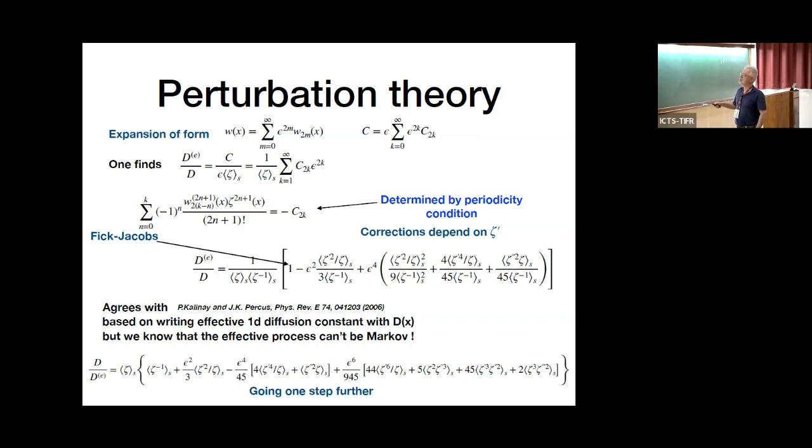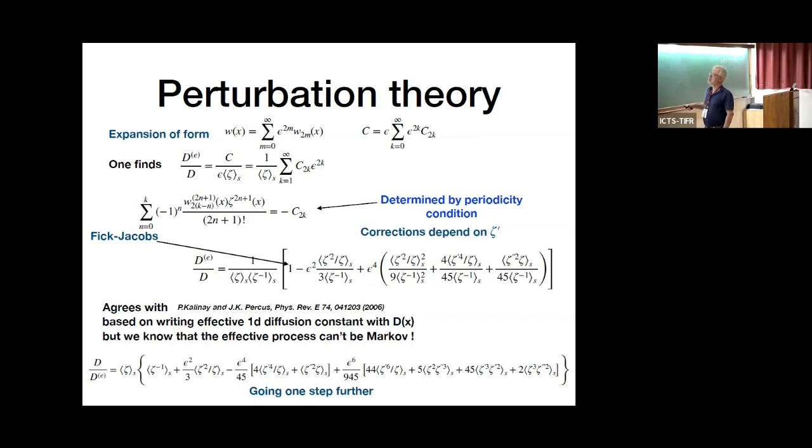So you actually show that this more rigorous method agrees with this method based on writing an effective diffusion equation. And actually you can even push it on, you can even calculate the epsilon 6 term. Okay, so you can push this a long way.